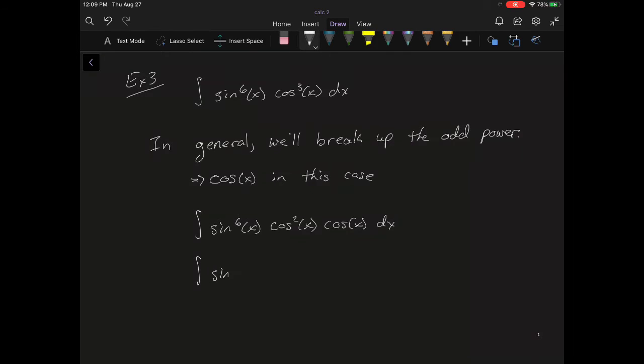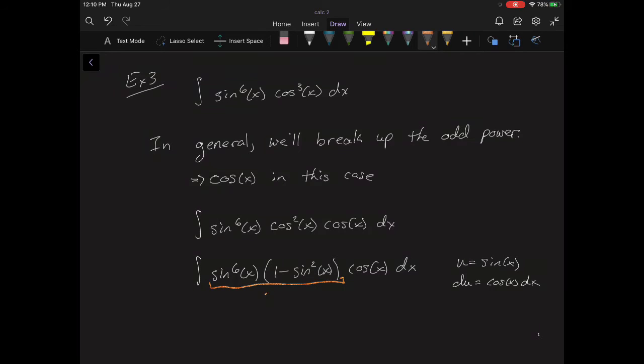Now, we're just going to use our trig identity here, the Pythagorean identity, if I recall correctly, and we're going to change cosine squared to 1 minus sine squared, and we're going to keep that cosine x dx on the outside. Now here we're just going to let u equal sine of x. du then is going to be cosine of x dx.